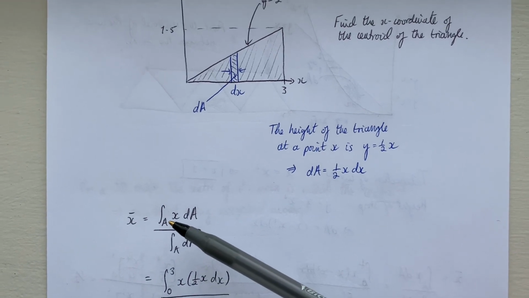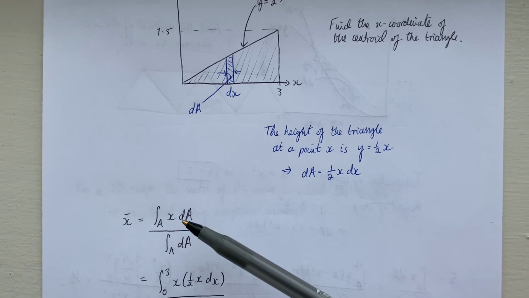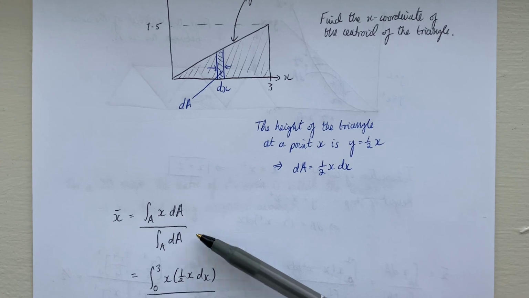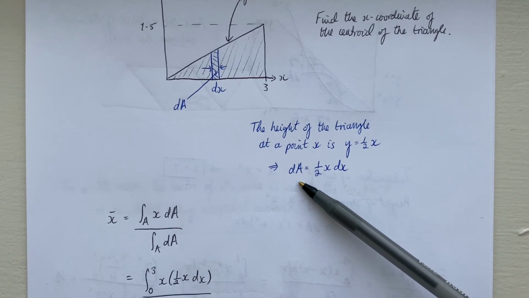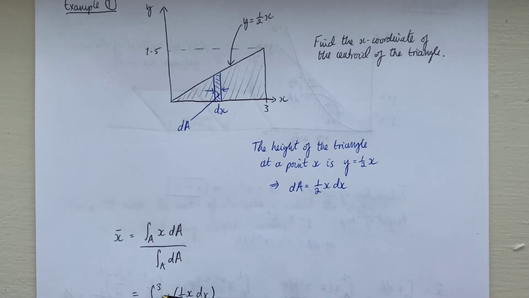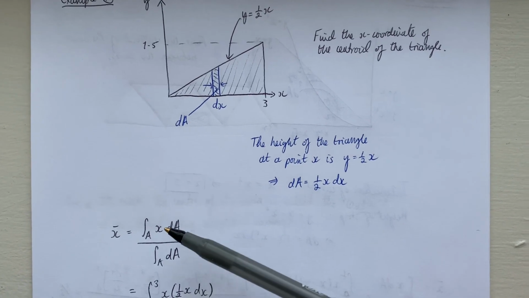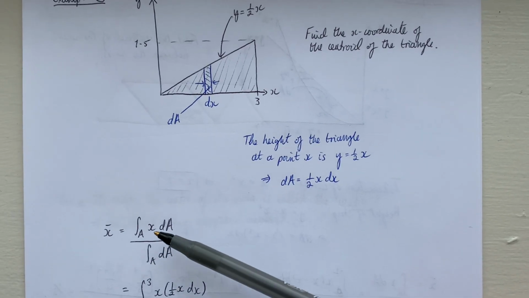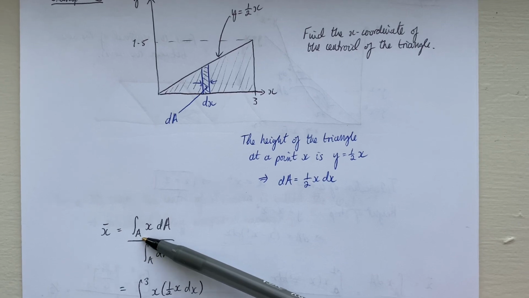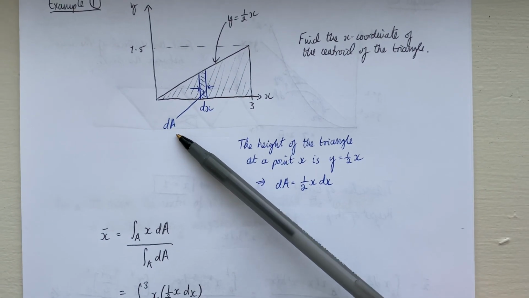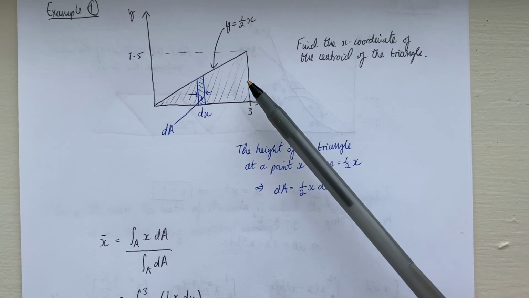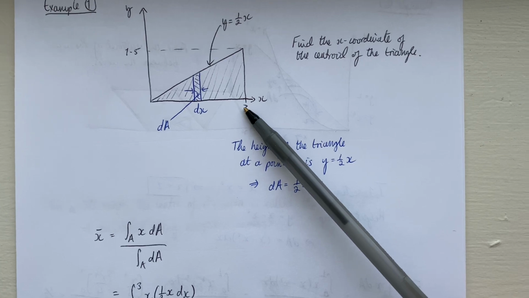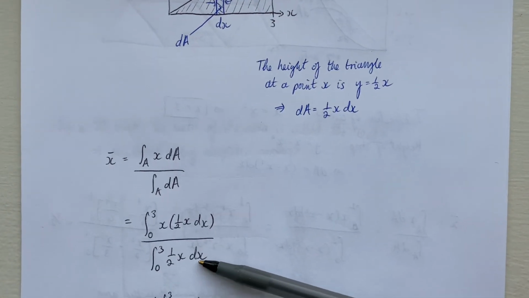So we have the integral over A of x dA over the integral over A of dA. We've worked out what dA is, and the only other thing that we need to do to write this formula in terms of the triangle is to define the limits of the integral. So here we're just dealing with the integral of this triangle between 0 at the origin and x equals 3. So that's what we're going to plug in to here.